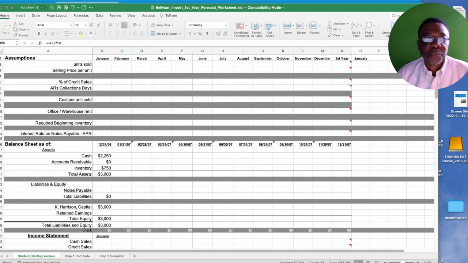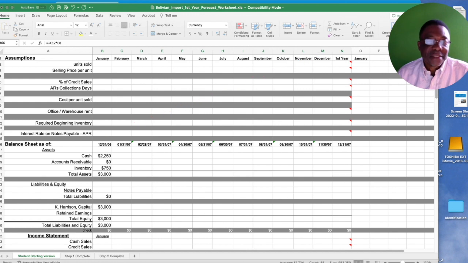This Excel worksheet is almost identical to the worksheet that you did with pencil and paper. However, it does have three new items. One, it has the percentage of sales that are made on credit. In other words, the customer won't pay Bolivian Imports cash. They will take the item on credit and then there'll be an accounts receivable. Two, there's the accounts receivable collections days. You don't have that on the worksheet that you've already prepared with the assumptions. The third item you don't have is required beginning inventory. The fourth item you don't have is interest on notes payable.